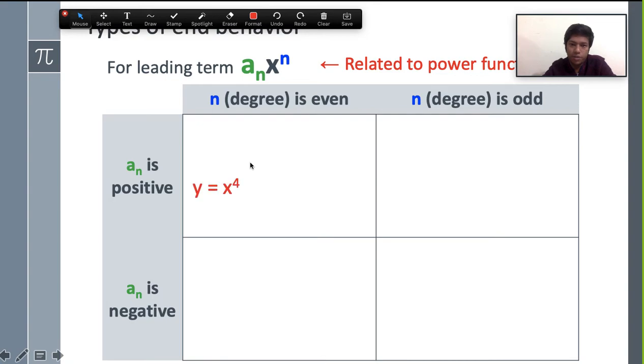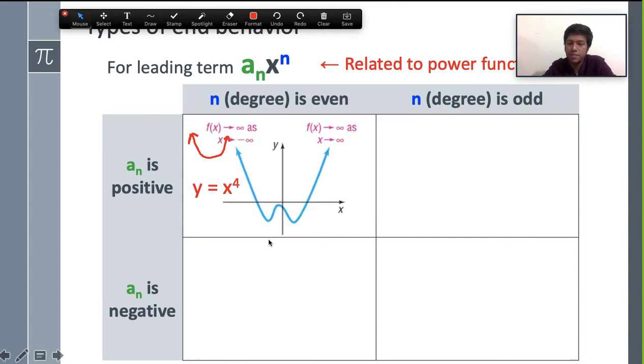Now let's look. Suppose x to the power 4. So what is the x to the power 4 graph? Normally the x to the power 4 graph is like this, right? That means the end part of the graph will look like this. See the example: on the left side it was going up, and on the right side it was going up. So on both sides we have this and this. That is what we mean.